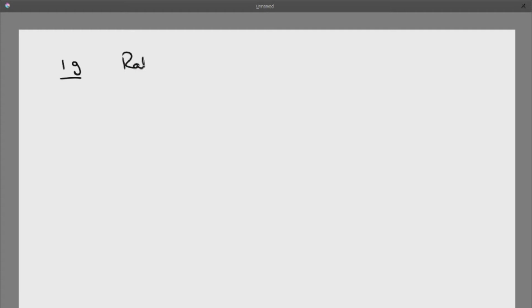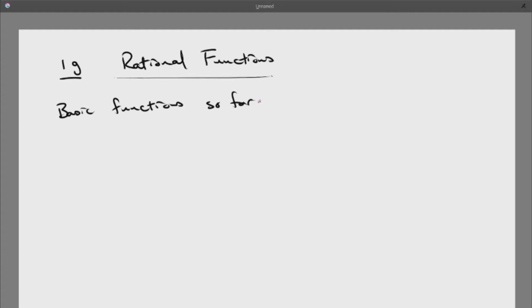We're going to talk about rational functions. We've been adding basic functions to our list. Let's say basic functions so far. We have our quadratic function, all our polynomials, x cubed, x to the 4.